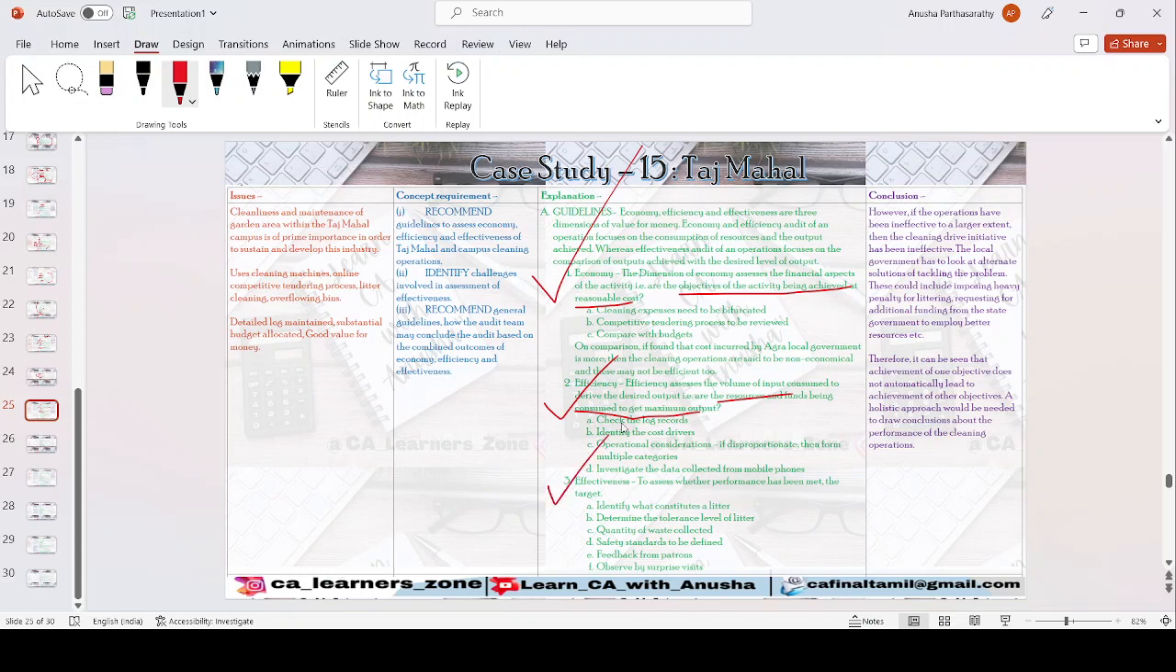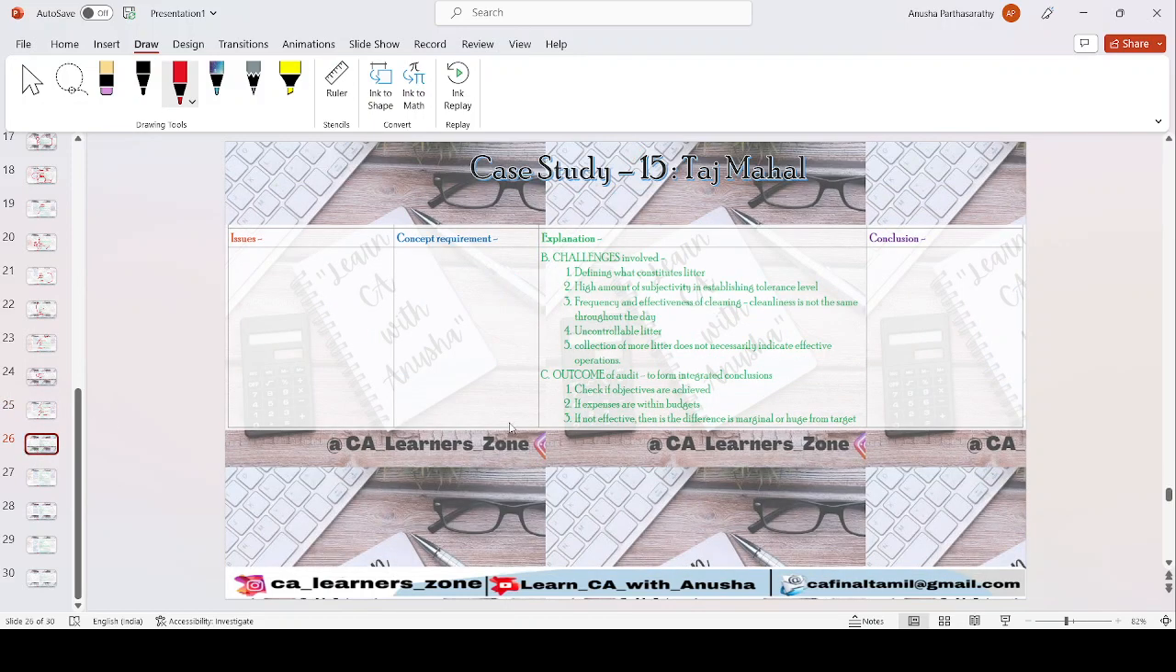Then effectiveness is your performance, whether your performance has met the target. What are the challenges? This is subject to the case study, right? Here the case was like there is so much litter and I have to clean it. So defining what litter is is a little subjective and that is one challenge. Both the challenges are given here. What is the tolerance level?